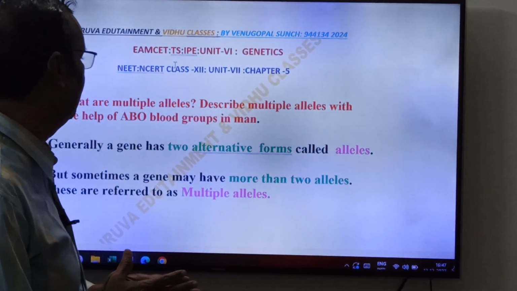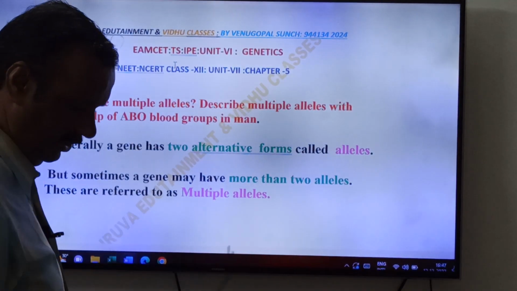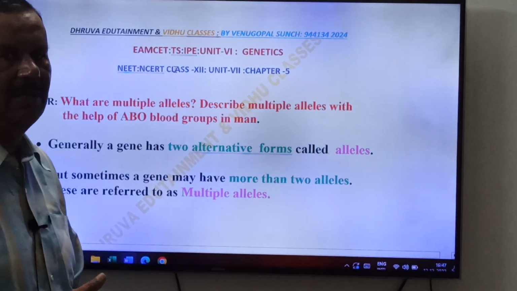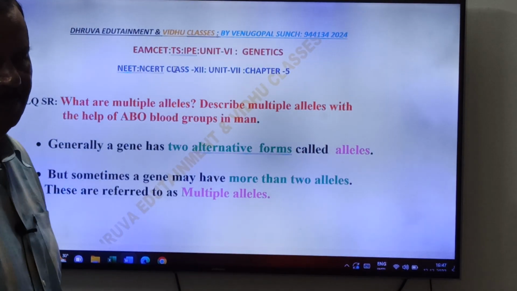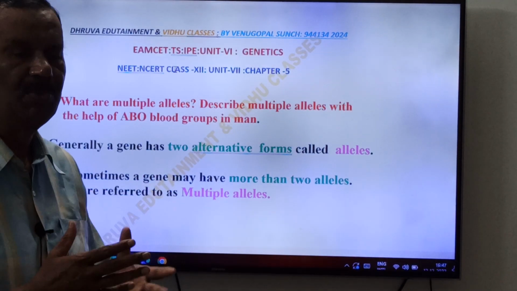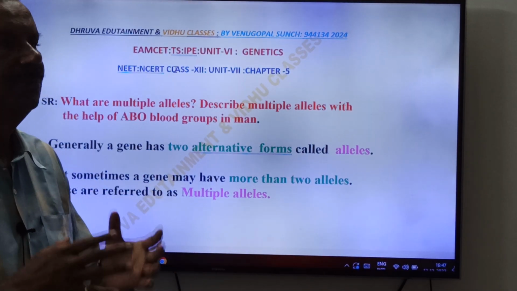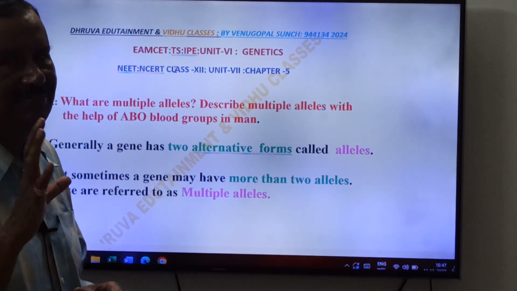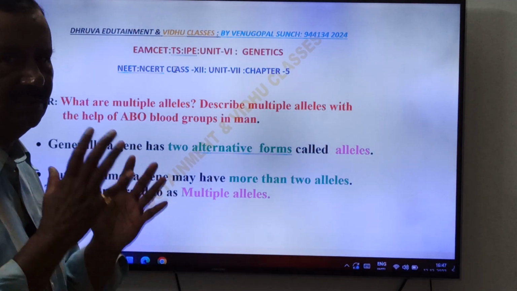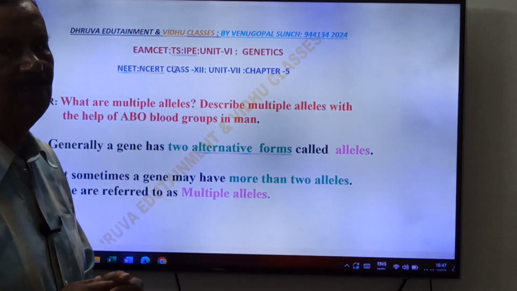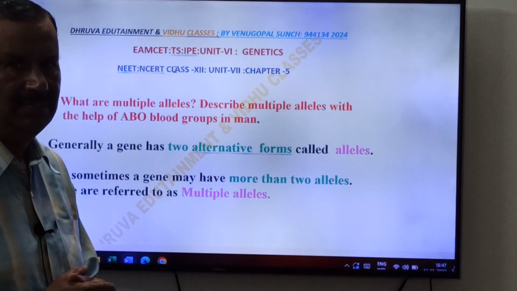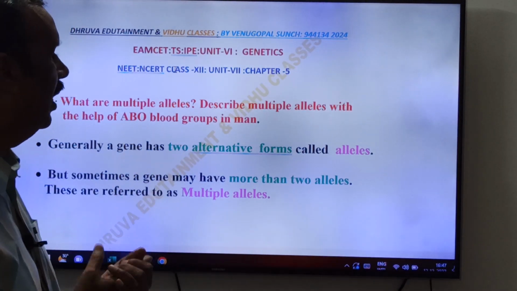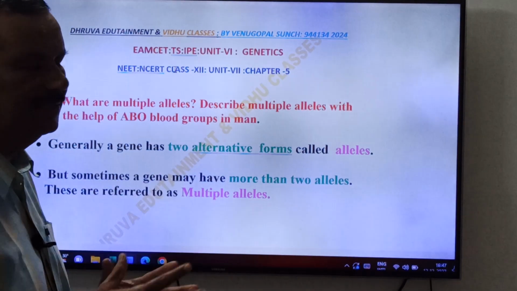Okay friends, now see friends, generally a gene has two alternative forms called alleles. Friends, you know it. We have chromosomes in the nucleus. Those chromosomes have alleles at loci. A gene has two alleles. What are those two alleles, friends? Two alternative forms of a gene. Generally, a gene has two alleles. What are alleles, friends? The two alternative forms of a gene are called alleles.